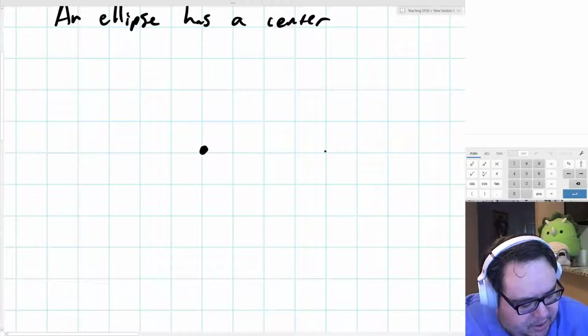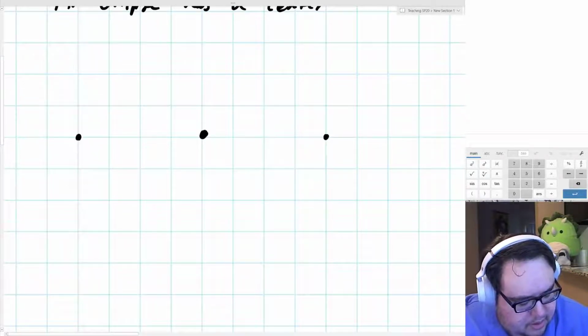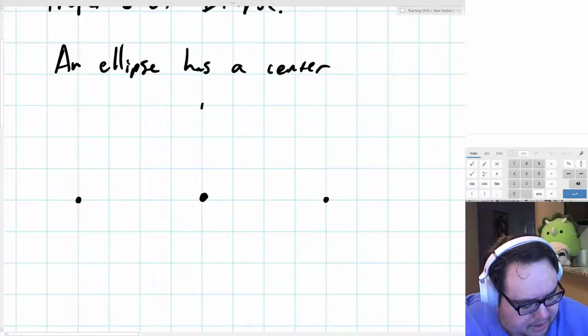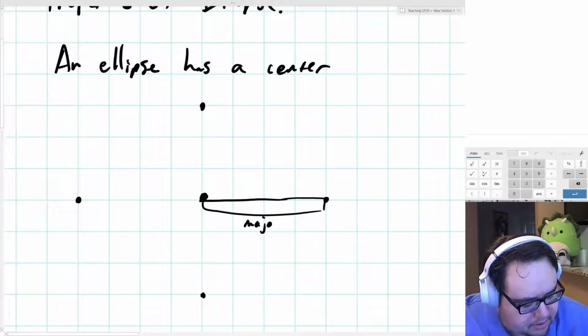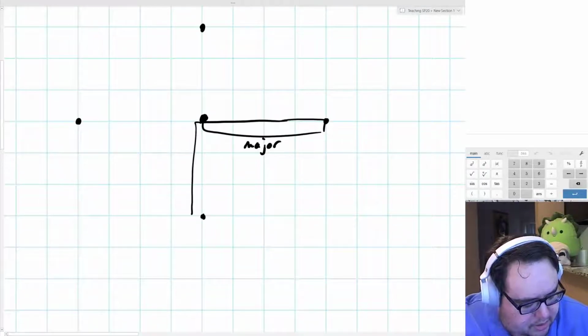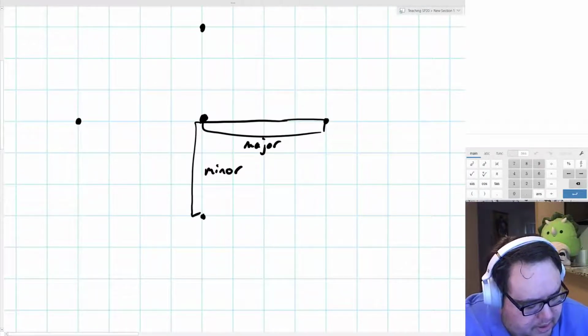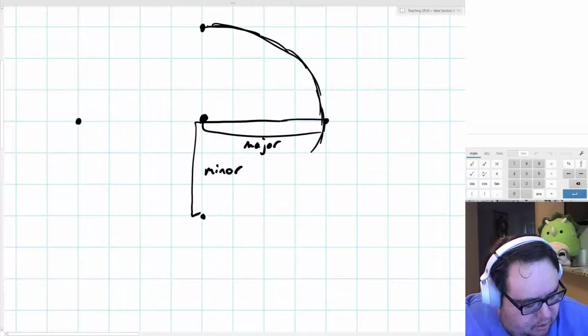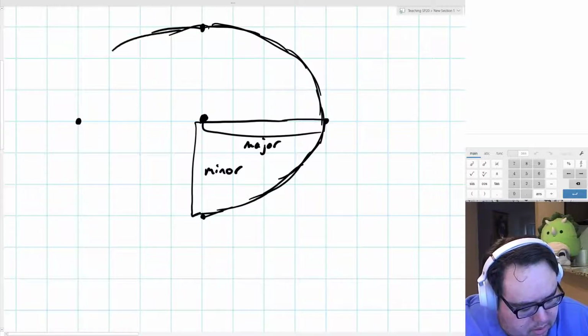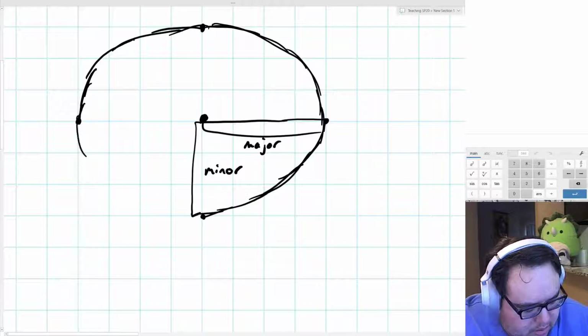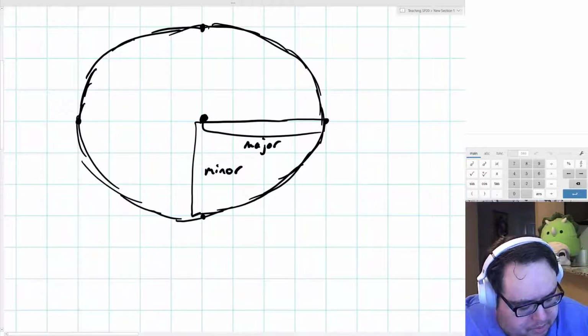and then it has a major axis, and then it has a minor axis. So this here is the major axis. This here is the minor axis. And then the ellipse is kind of like this almost egg or football shape. Maybe not quite so egg shaped. It should be symmetrical.